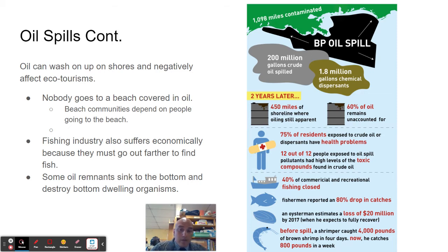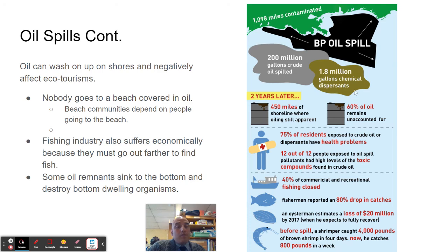If the oil is covering your beach, no one really wants to go there. The beach may actually be closed. All the revenue that is made from going to the beach is actually lost. So, financially speaking, ecotourism is affected by oil spills. The fishing industry also suffers because you have fish deaths, and fishing vessels have to go farther in search of fish. And some of that oil also sticks to the bottom, like we spoke about before, and will hurt ground dwelling organisms.